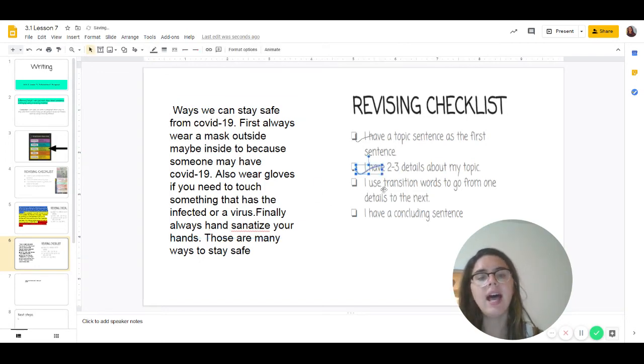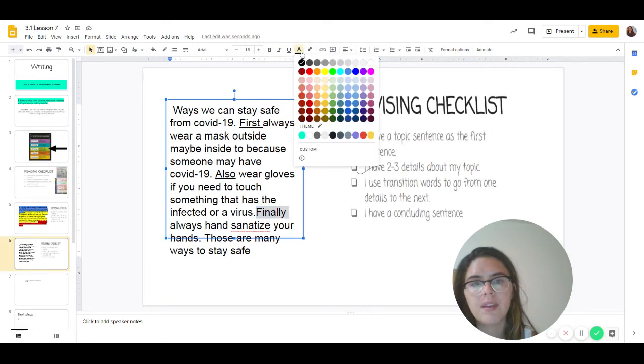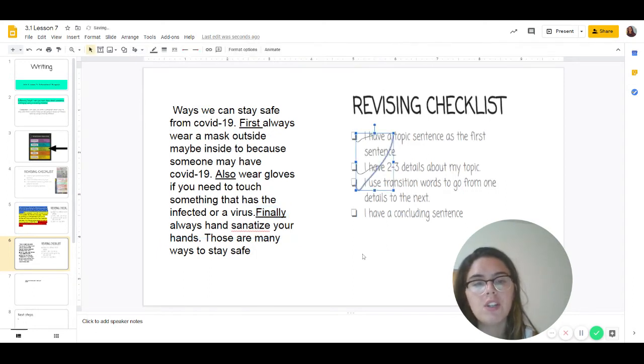The last thing is I use transition words to go from one detail to the next. So I'm going to go ahead and underline what transition words I see that go from one detail to the next. So I see first, that lets me know it's going to be the first detail. I see also, they're giving us another detail. I see finally, that's giving us another detail. So yes, this person does use transition words and they use them correctly. So I'm going to go ahead and put a check.